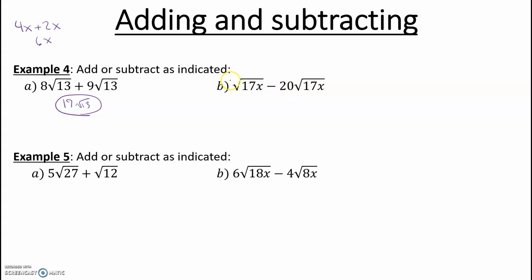Here, technically, you have 1 root 17x minus 20 of those root 17x's. So 1 minus 20 gives me negative 19 of those root 17x's.